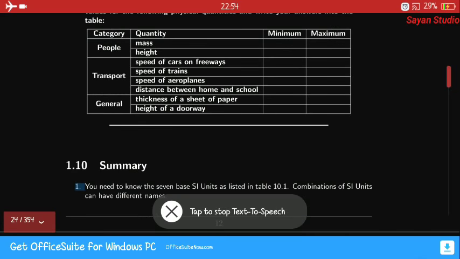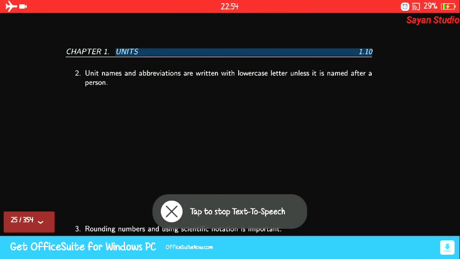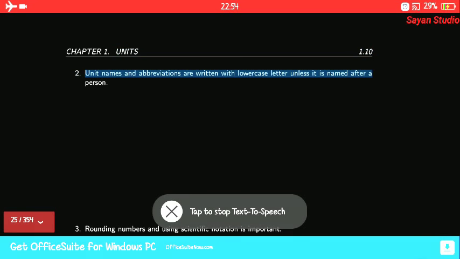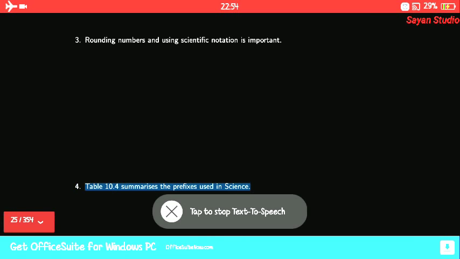1.10 Summary. 1. You need to know the 7 base SI units as listed in table 10.1. Combinations of SI units can have different names. 2. Unit names and abbreviations are written with lowercase letters unless it is named after a person. 3. Rounding numbers and using scientific notation is important. 4. Table 10.4 summarizes the prefixes used in science. 5. Use figures 10.1 and 10.2 to convert between units.